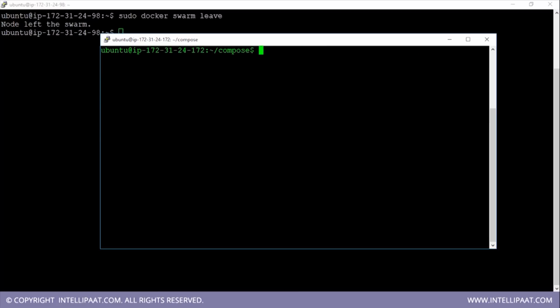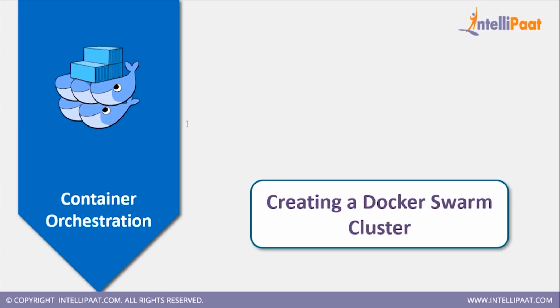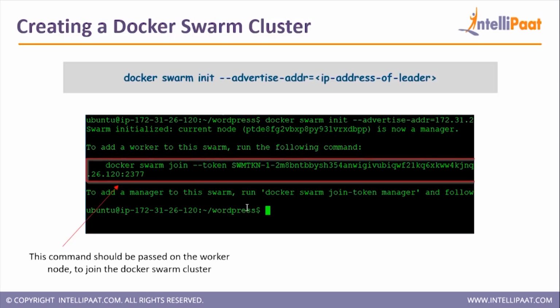Okay, so this is how you can go ahead and create a docker swarm cluster. And the command, like I said, is docker swarm init advertise address equal to IP address of leader. Specify that, hit enter, and just copy this command on the worker, and it will work like a charm.